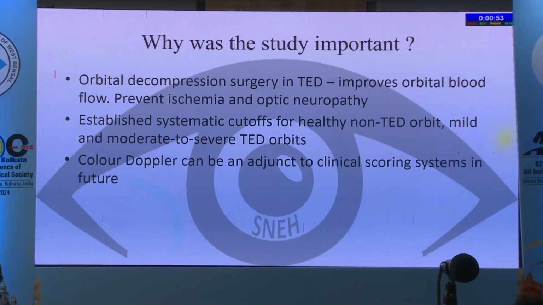Orbital perfusion has already a proven role in normal tension glaucoma, and recently in POAG and PSEG. We hereby prove the role in thyroid eye disease as well. We could establish cutoffs to distinguish between a healthy and a thyroid orbit, and also to determine the severity of thyroid orbits. So this could add as an adjunct to the CAS scoring which we use right now.